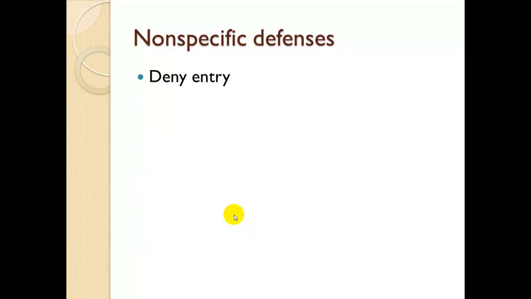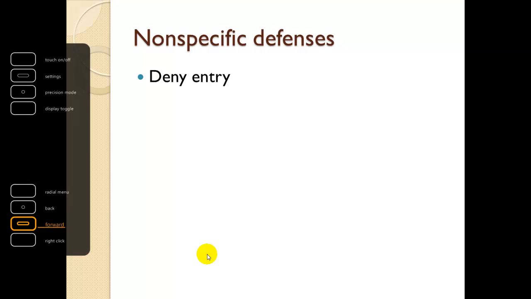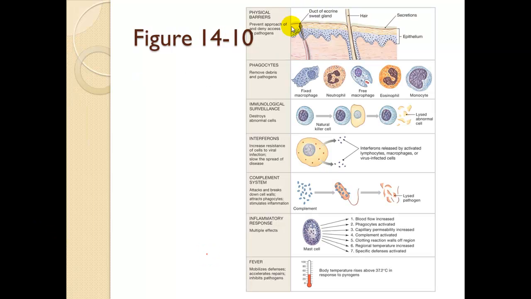In the nonspecific defenses, just very simply, they deny entry. These are going to be things like the skin and barriers that are set up throughout the body. Physical barriers: sweat glands, hair, secretions, the actual epithelium. We have cellular mediated. These are nonspecific defenses here, which are white blood cells. Immunological surveillance: they destroy abnormal cells. You have not got an all-access pass, so it targets them and marks them for destruction.